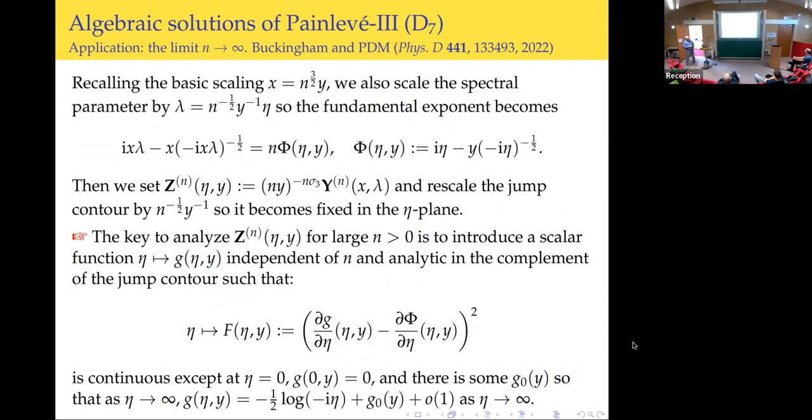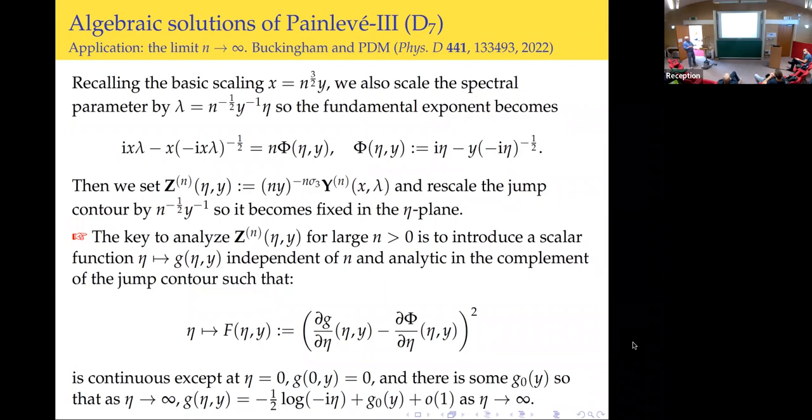So then what we're going to do is set Z_n equal to some leading factor here that's a constant, except depends on n but not on x or lambda. So we have this times Y, and we'll rescale the jump contour as well. And the reason for doing that is just we want that circle to end up being fixed in the eta plane. Okay, so at the end, we're staring at an exponent that looks like n, something really big, times something fixed. And so the key in a problem like this to deal with it, it's like doing an integral with a large exponent, is to control that exponent somehow.